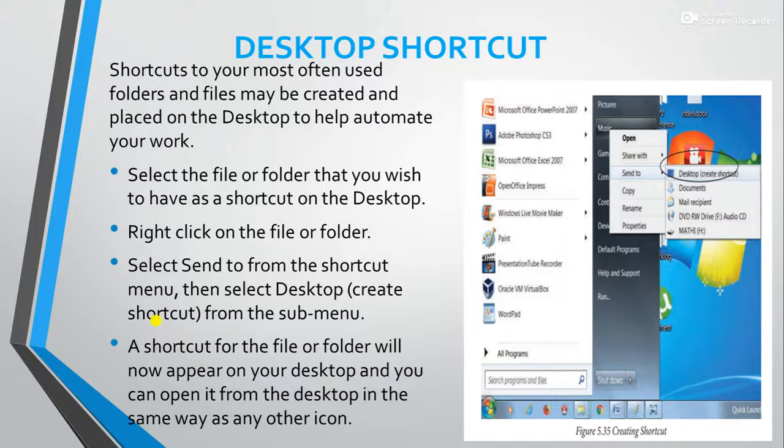Desktop shortcuts. Shortcuts to the most often used folders and files may be created and placed on the desktop to help automate the work. Select the file or folder for which we wish to create a shortcut. Right-click on the file or folder, select Send to, then select Desktop. A shortcut for the file or folder will now appear on your desktop and you can open it from the desktop in the same way as any other icon.